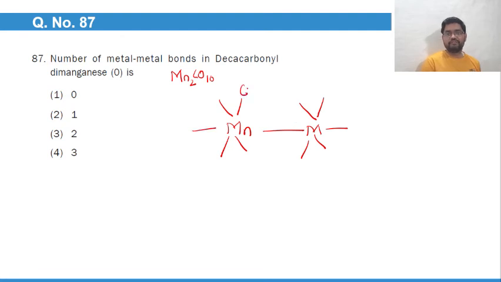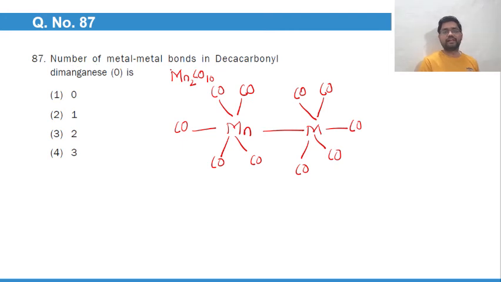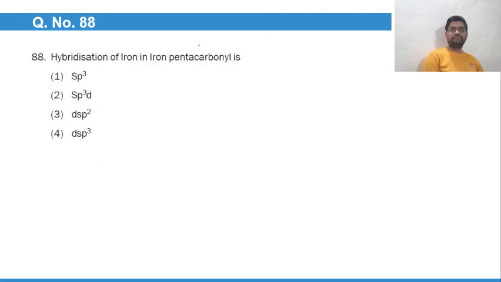So this is CO. Everywhere it is CO. Okay, clear. So the number of metal-metal bonds in decacarbonyl dimanganese is 1. Okay.